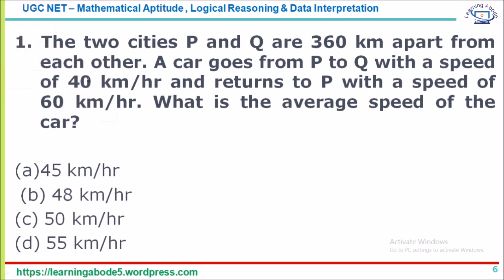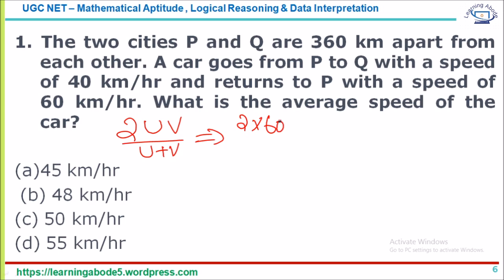The first question is about average speed. The two cities are 360 km apart. The car goes from P to Q with a speed of 40 km per hour and returns to P with a speed of 60 km per hour. So onward journey 40 km per hour, return journey 60 km per hour. What is the average speed? You might remember the school days formula for average speed, that is 2uv by u plus v. You can use this. This is a quicker way to get the answer.